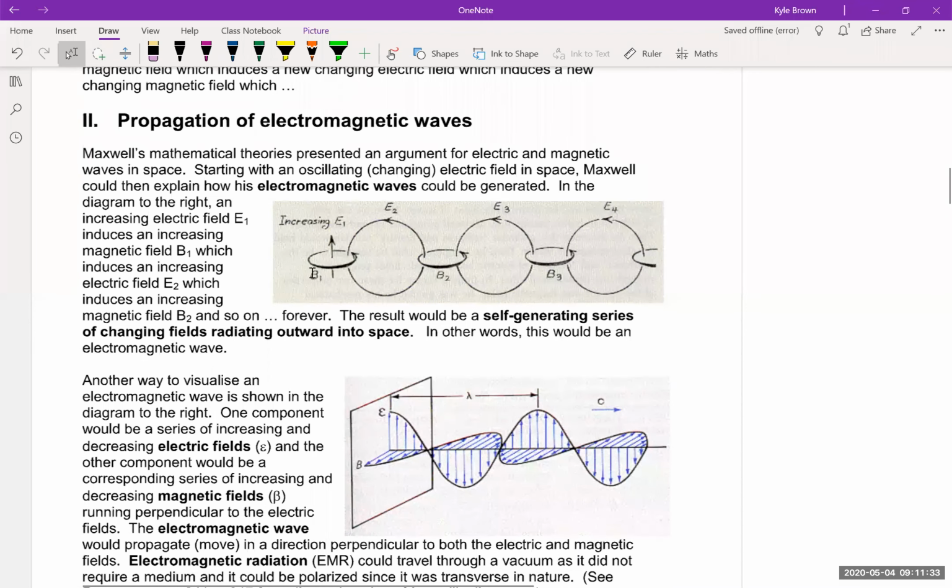So that's going to be like a magnetic field circling, right? And then this is an electric field circling, and so on. So here's where it came from. You see this thing that says increasing E1.